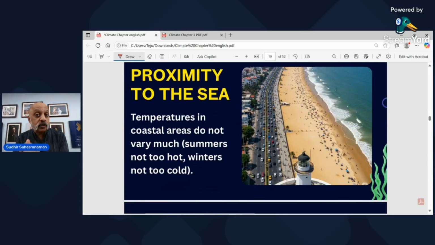What's the meaning of the word proximity? The meaning of the word proximity is nearness. You know, how near you are to the sea. This is a beautiful illustration that I have got of Chennai's Marina Beach. Students from Chennai, give me a shout.